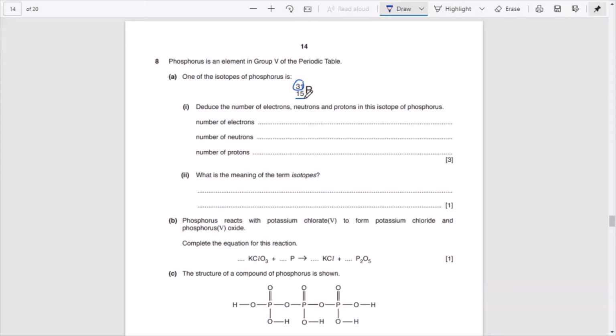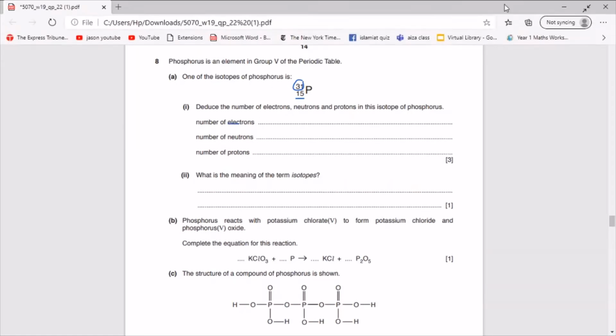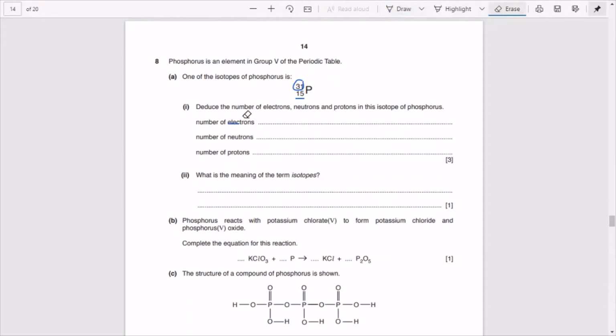Let's first find the electrons. Electrons is going to be 15 because we have no charge over here. If we had a positive or negative charge, we would subtract or add according to the charge. But here, as we can see, this is a neutral atom, so we are not supposed to add or subtract anything.